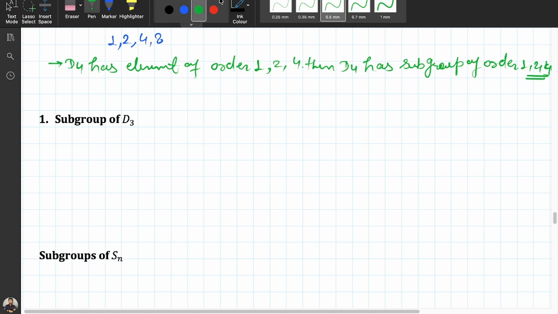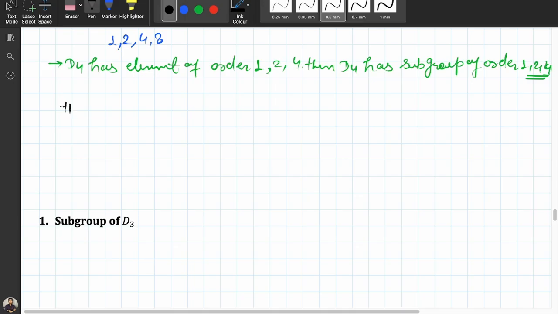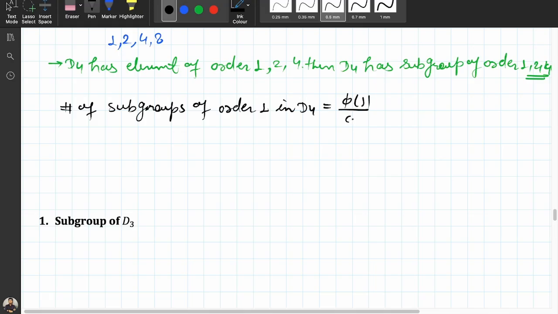Okay, and now one more thing, the number of subgroups of order 1 in D4 is equal to phi 1 divided by phi 1, that is unique. Okay, that is simply H1, which is equal to R0.